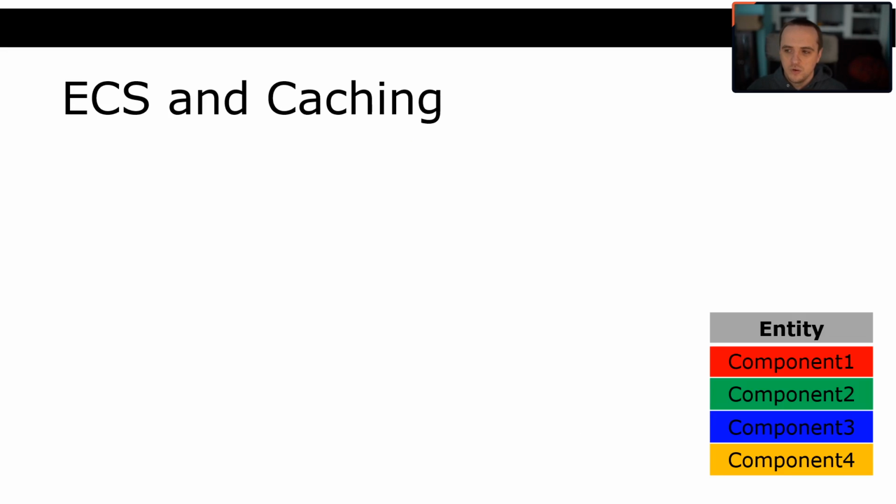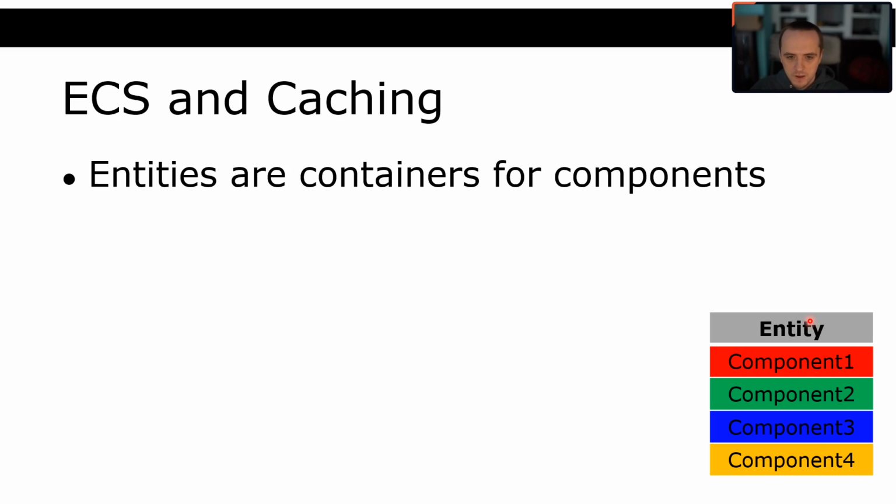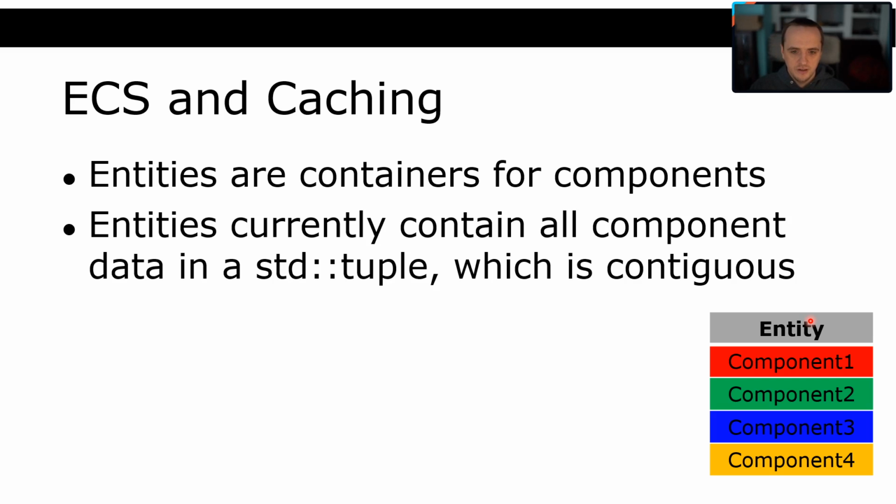Okay. So, ECS and caching. Look down here for a second. What we have, our entity, is actually composed of a bunch of different components, right? So our entity is component 1, component 2, component 3, component 4. So entities are just containers for components. Currently, our entities store standard tuples of components, and standard tuples store everything contiguously. So yes, an entity is a container for components, but at the very least, these components are contiguous, okay?